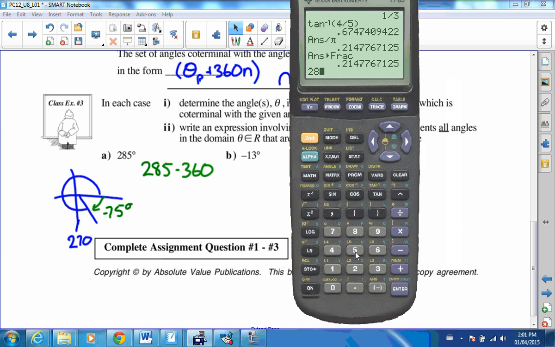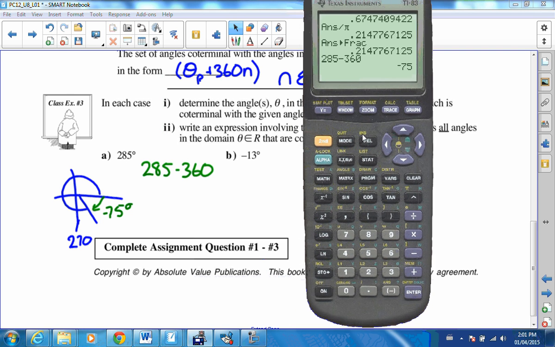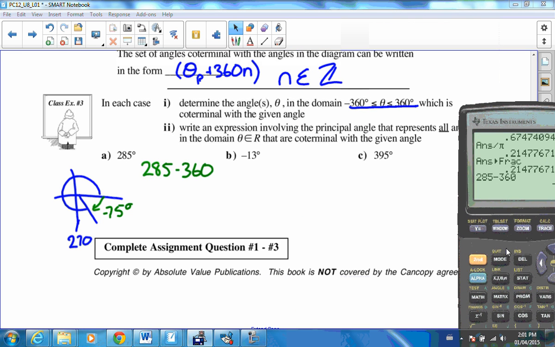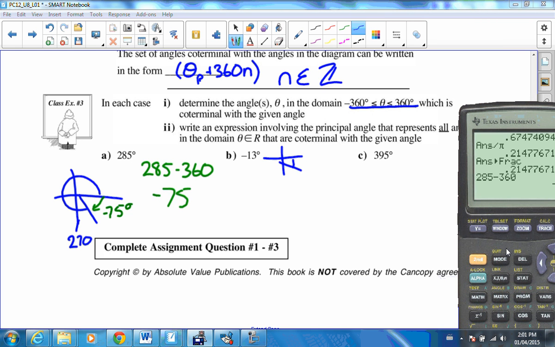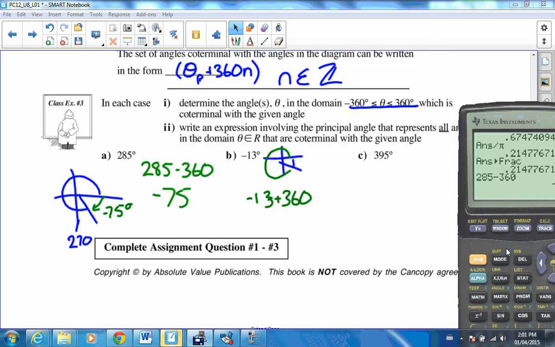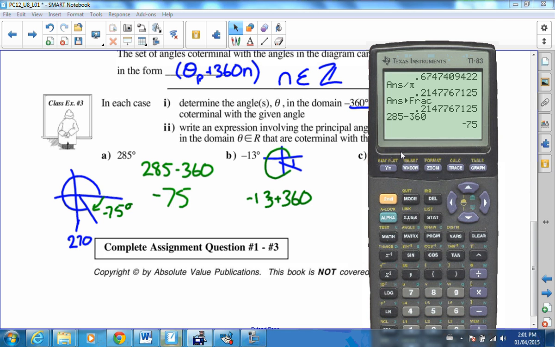So 285 minus 360, look, negative 75. Turns out I do know what I'm doing most of the time. So negative 75. Negative 13 is going to be there, and then that will be coterminal with all the way around there. I could just do this in my head, or I could go negative 13 plus 360. In my own head, I'm going to say 347, but let's check.